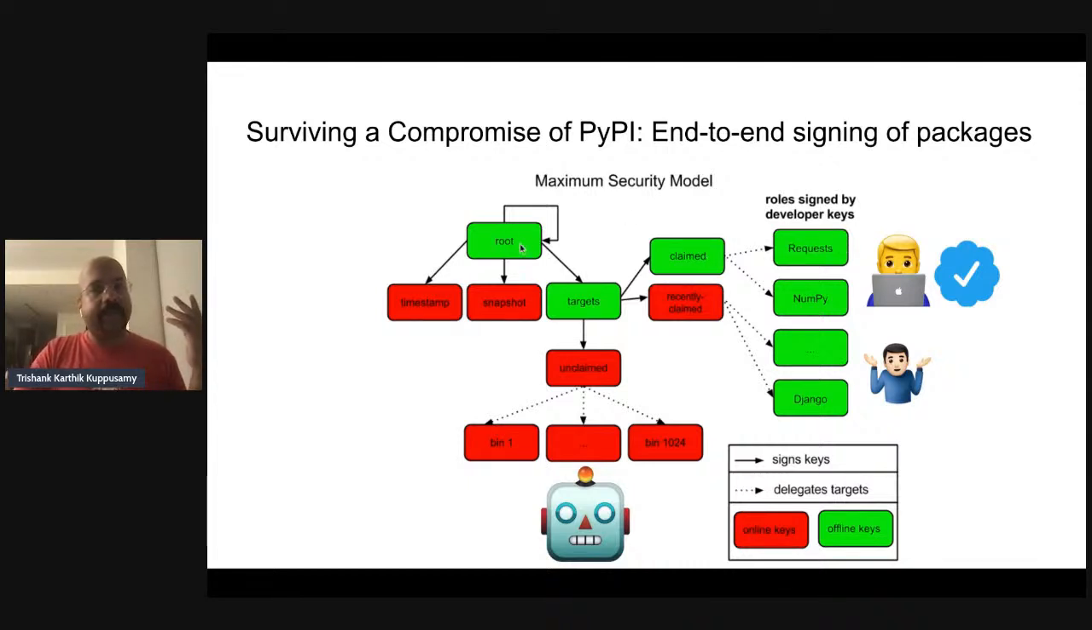So this is a safe chain of trust, you see? This is a verified way to find out what the correct public keys for requests or NumPy are in this case. So when you're downloading requests or NumPy, you know you're getting the goods you are looking for. Even if someone breaks into PyPI, they cannot tamper with the packages.